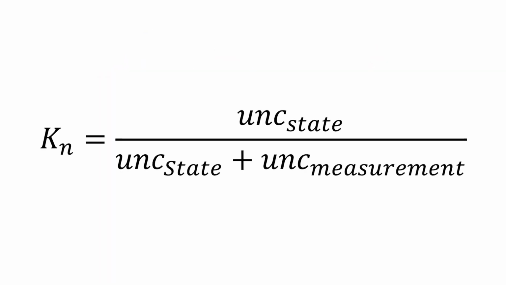But this can be controlled, and it can be controlled with a variable that we call the Kalman gain. And the Kalman gain is very important because it uses the uncertainty of the state and the uncertainty of the measurement to try to come up with who should I give more weight, to the state or to the measurement. And if the Kalman gain is close to 0, it means that the state uncertainty is very low.